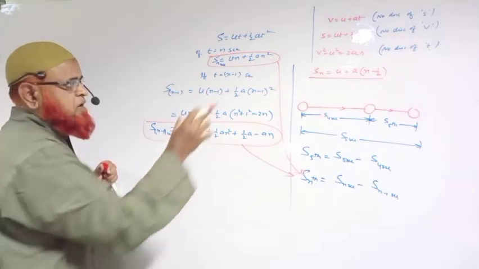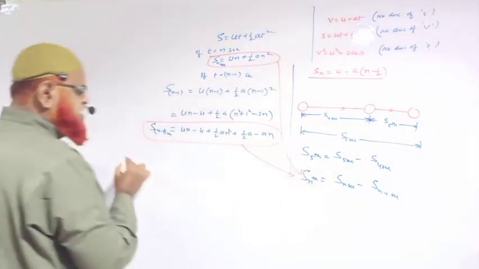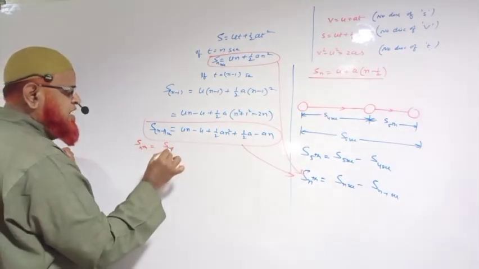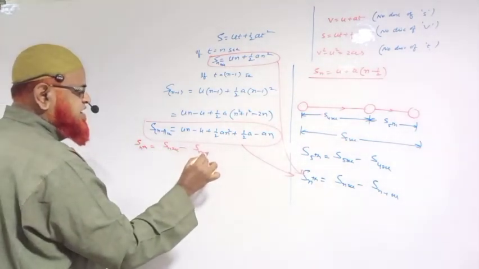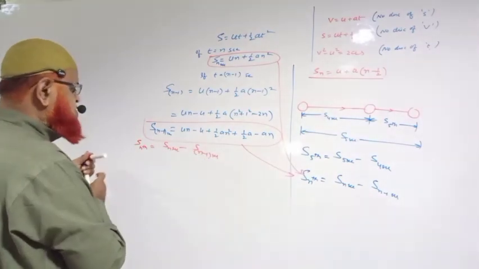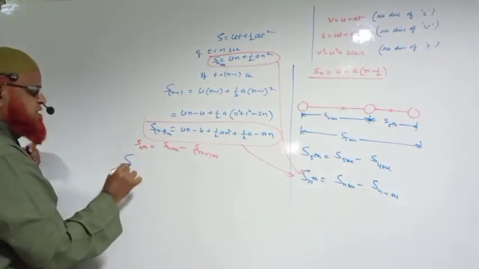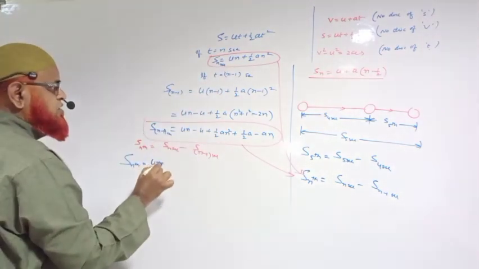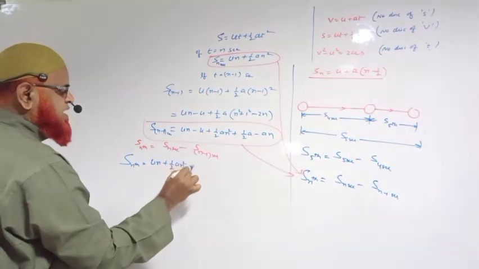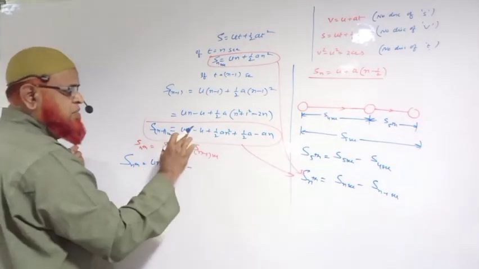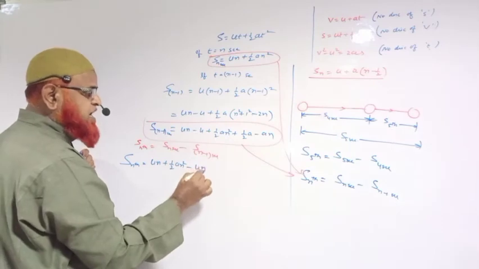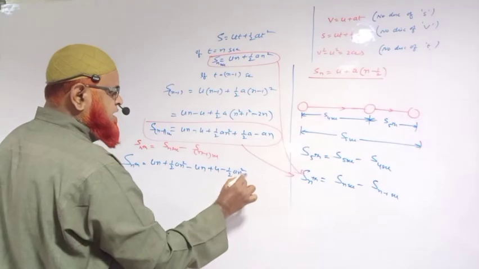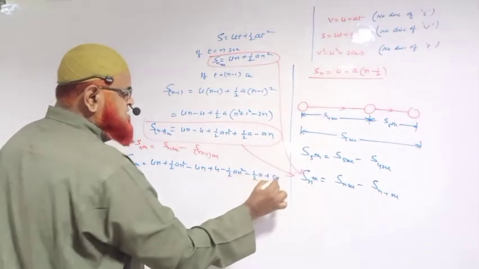Going to substitute these two equations, what are you going to get now? Let us see. The displacement traveled in the nth second is equal to Sn seconds minus S(n-1) seconds. Then if you substitute, what are you going to get? Displacement traveled in the nth second is equal to un plus half an squared minus, if you simplify, minus un, this is plus u minus half an squared minus half a plus an.